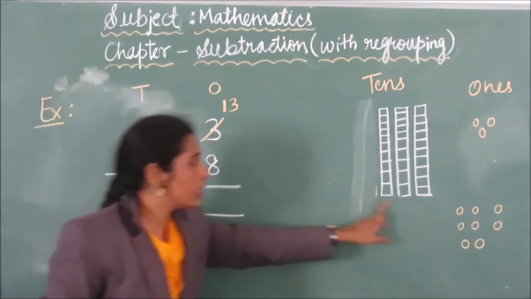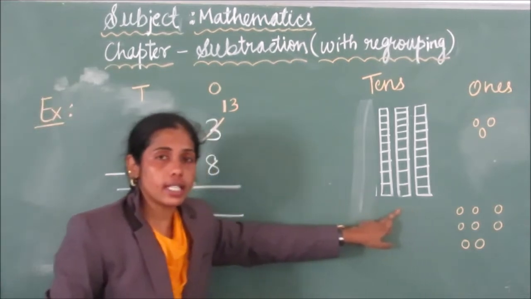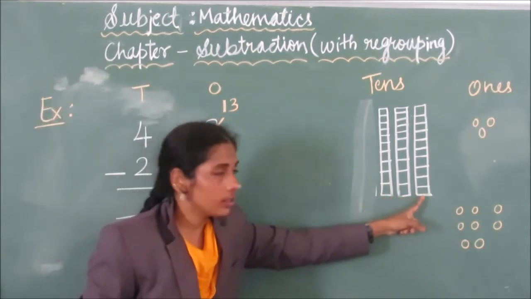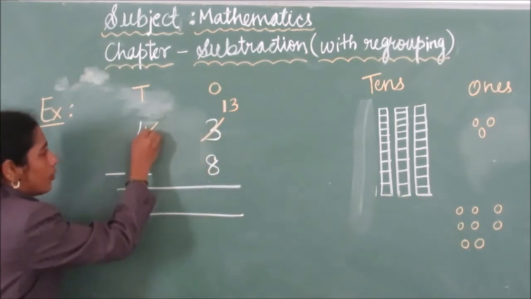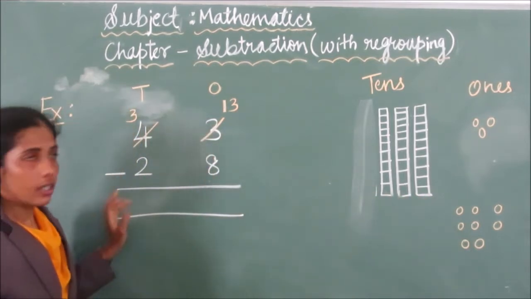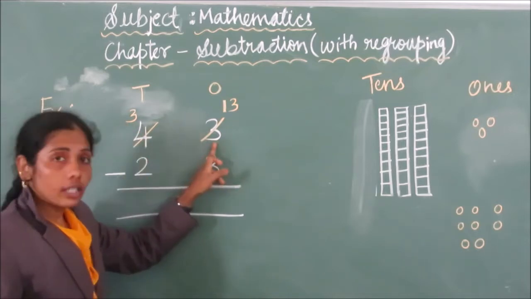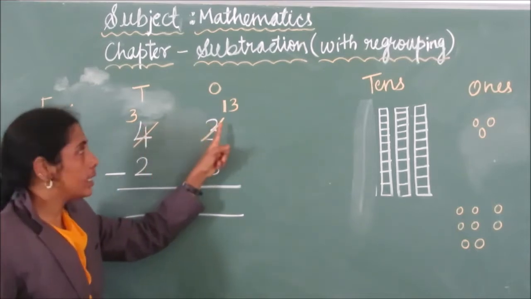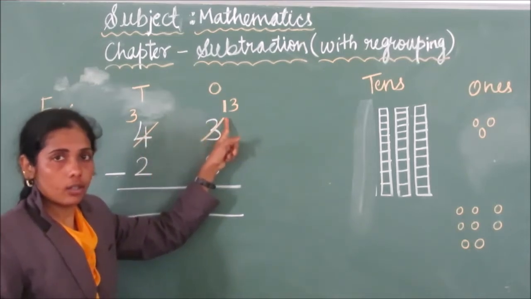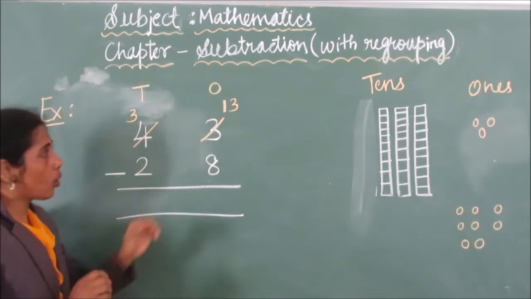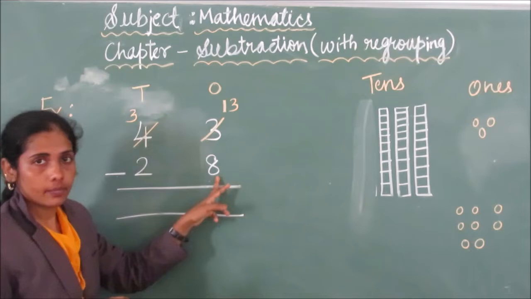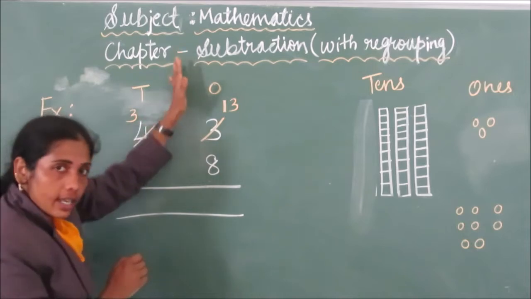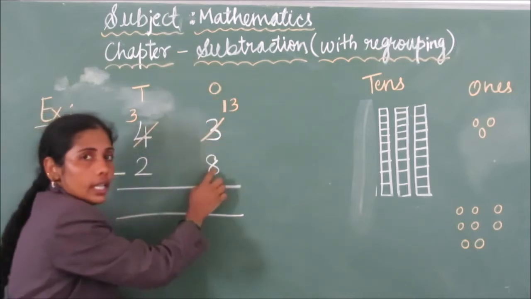So from this bundle of 4 tens, 1 bundle of ten goes to the ones place. The rest of the tens bundles stay in the tens place. How many? Let me count: 1 ten, 2 tens, 3 tens. Now the 4 will become 3, and the 3 will become 13. That bundle goes to the ones place. So now you concentrate on 13 and 8. You took the borrow from the tens place. Now again concentrate on the ones place only.